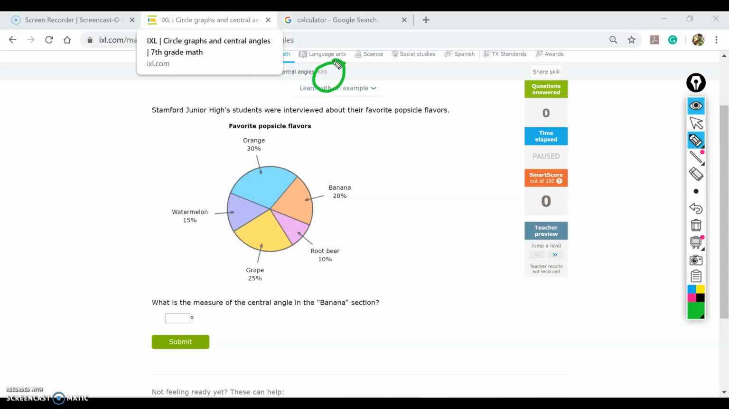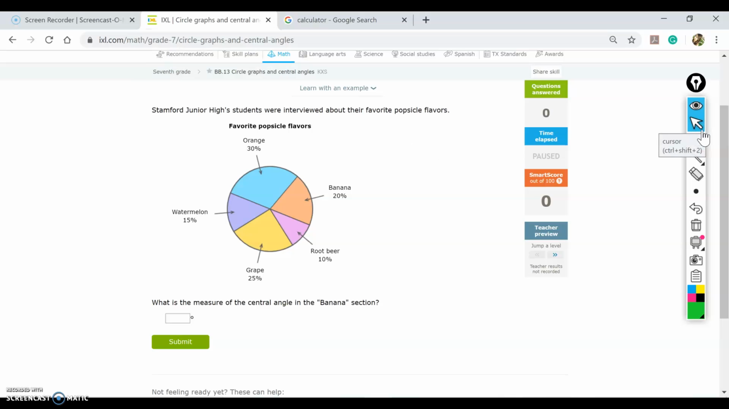So this is a continuation of the skill that we did yesterday. If you were working on the one from yesterday, you're not going to have a hard time on this one, because it's exactly the same thing, but now we're going to involve percents. So the skill name is circles, graphs, and central angles.